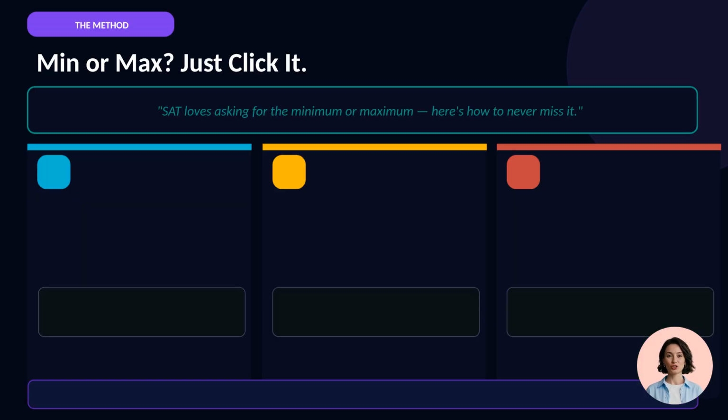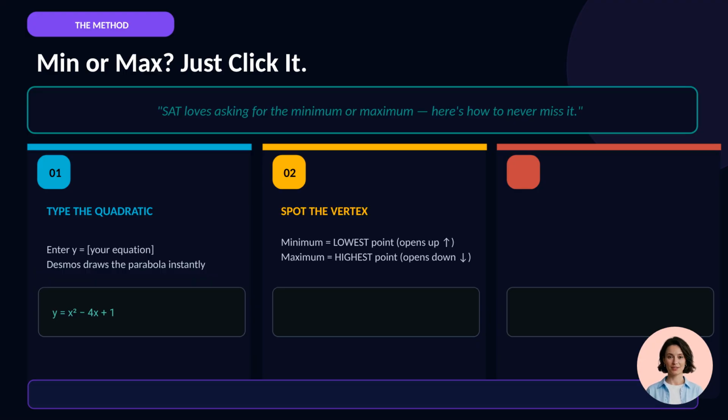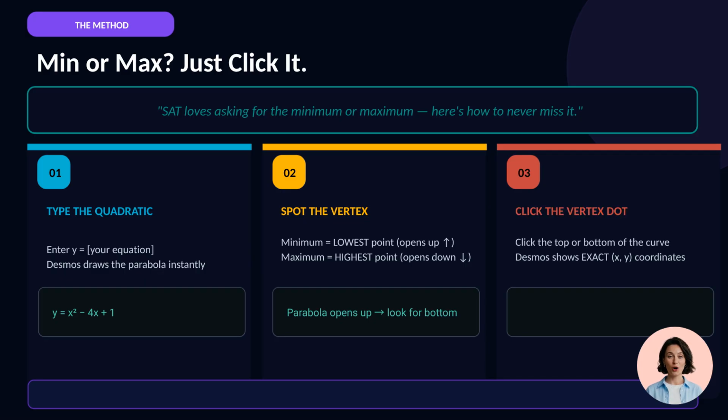The method is just 3 moves. 1. Type the quadratic into Desmos and the parabola appears. 2. Figure out if it opens up or down. Up means you're hunting the lowest point, a minimum. Down means the highest point, a maximum. 3. Click the vertex dot and Desmos hands you the exact XY coordinates. Key thing to remember: the y coordinate is the min or max value. The x coordinate is where it occurs.